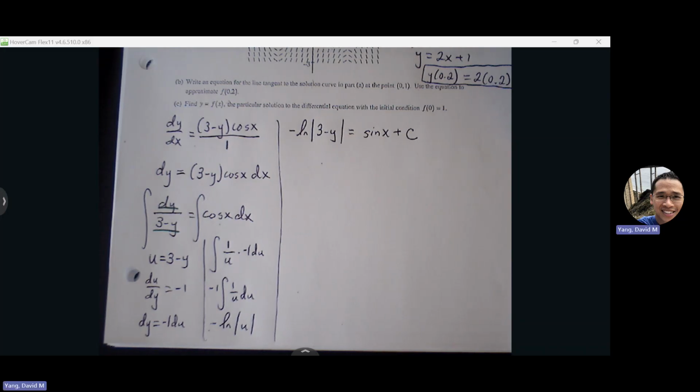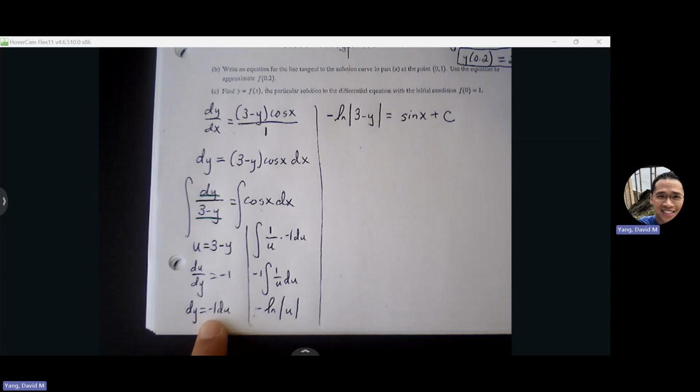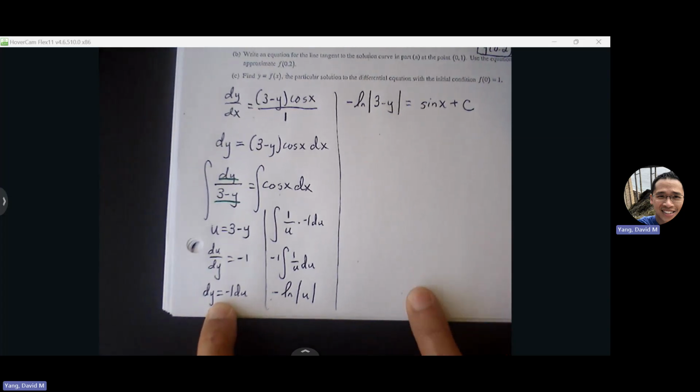How do we get from du dy equals -1 to dy is -1 du? Yeah, I skipped a step here. So dy equals, I got -1 dy equals du. I divided both sides by -1, but I prefer to put a -1 in the numerator, so I put a -1 du.